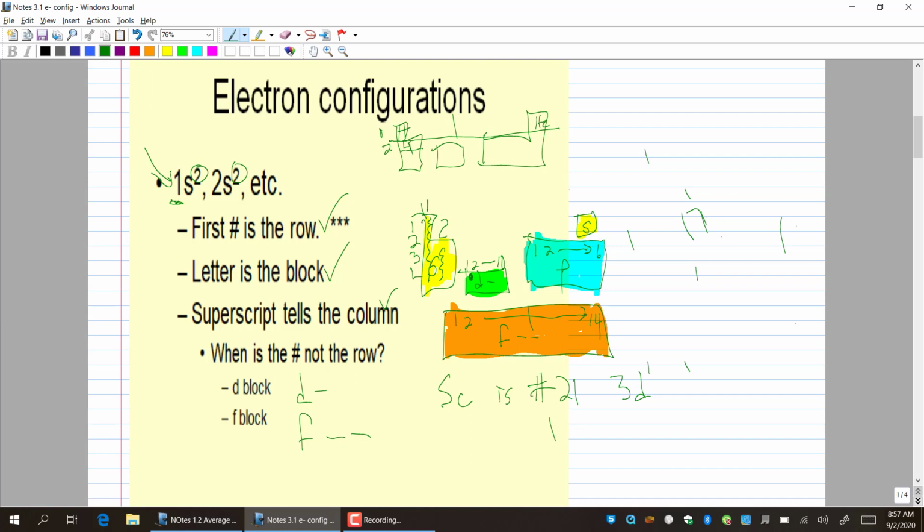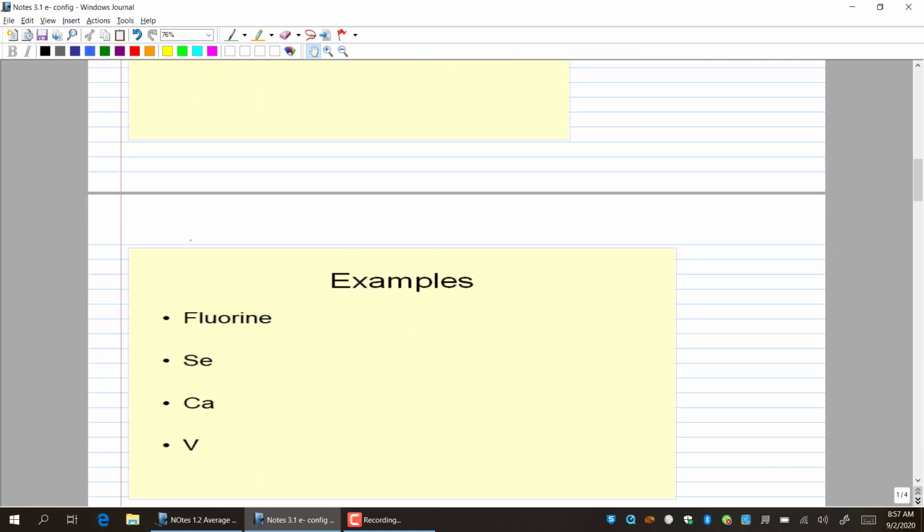Okay, so that's where the D's are minus, meaning you'd think it would be 4, but minus 1 would make it 3. Okay, and F is minus minus, and we'll get to those in a minute. So let's do some examples.